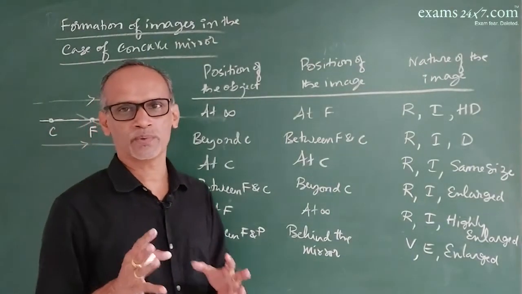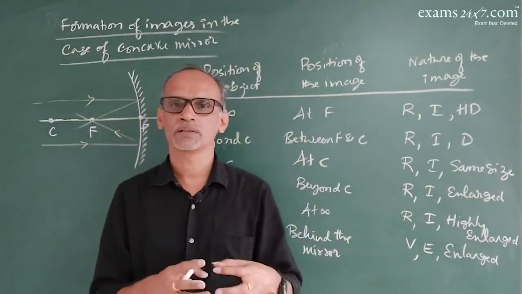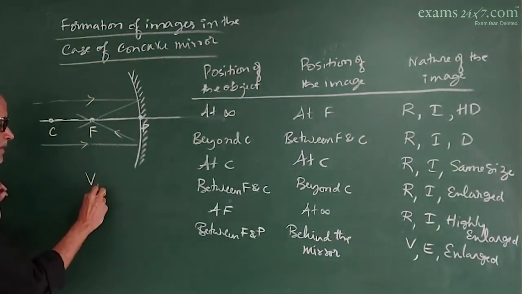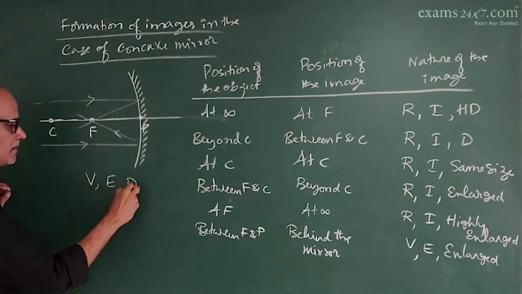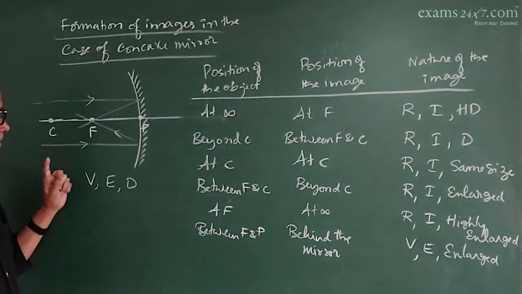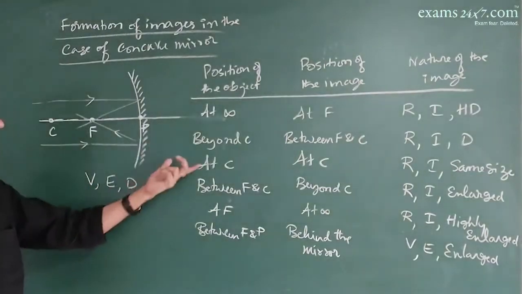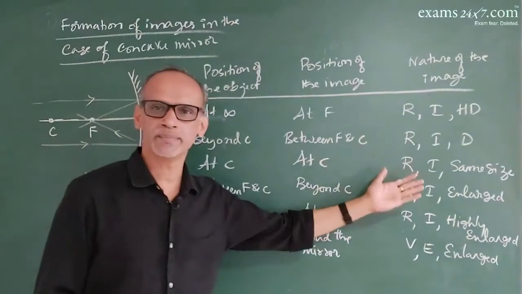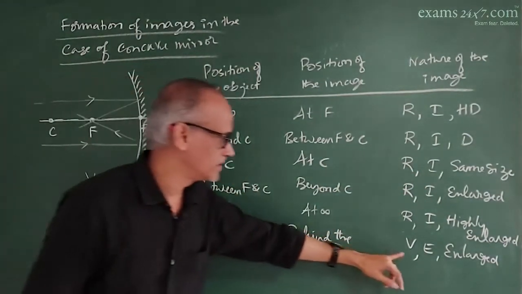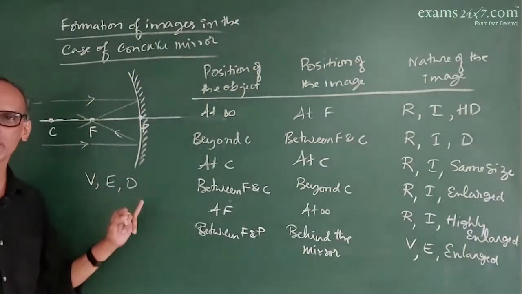In the case of a convex mirror, we get only one nature of the image, only one type of image, that is virtual, erect, and diminished. So we don't have different cases. So a convex mirror always produces a virtual, diminished image, whereas a concave mirror produces either a real image or a virtual image. The virtual image produced by the concave mirror is enlarged, whereas the virtual image produced by the convex mirror is diminished.